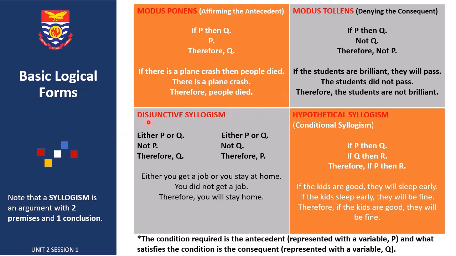We have disjunctive syllogism. Now, what happens with disjunctive syllogism? It says either P or Q, not P, therefore Q. The other version says either P or Q, not Q, therefore P. The example we have here is very simple. Either you get a job or you stay at home. You did not get a job, therefore you stay at home, right?